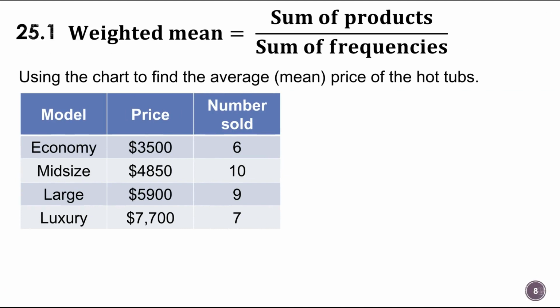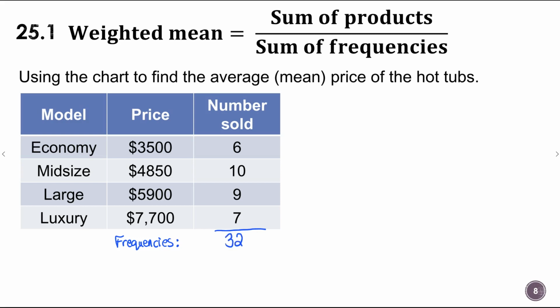Okay, so we have to take each one of these into consideration. Basically, we are going to multiply the price times the number of them sold, and we're also going to add up how many of them were sold. That would be our sum of frequencies, right? Our frequencies total is this number down here when we total the number sold. Just do a quick calculation to figure out how many were sold, and you'll see that it is 32.